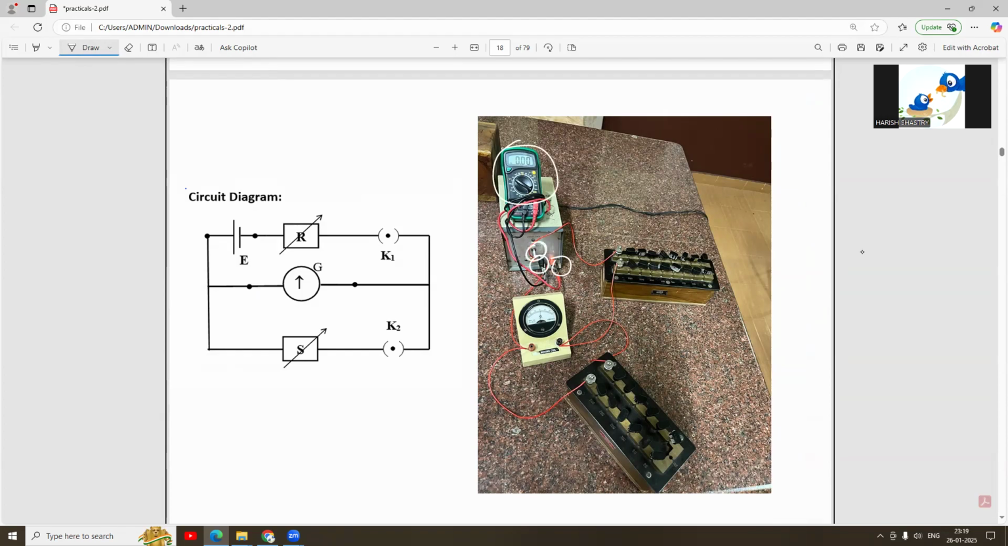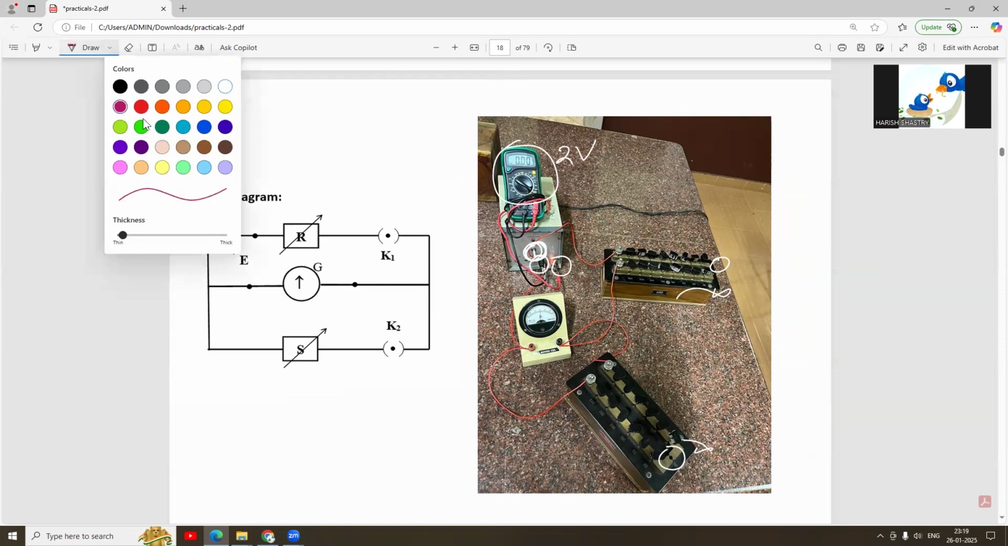You have to set this battery so that this reads 2 volt. That is the initial setting. And when you are doing that, this is open, both are infinity. That means they are not allowing any current to pass through. So that is the first step that you are going to do.